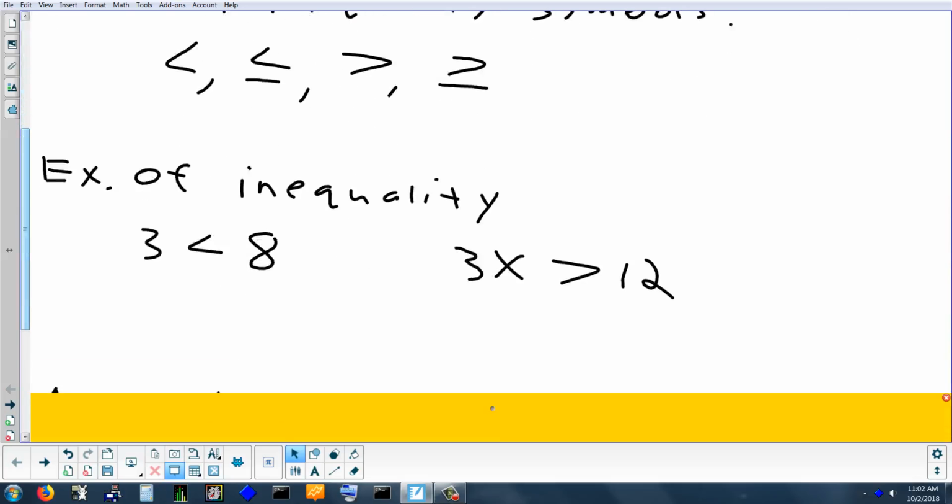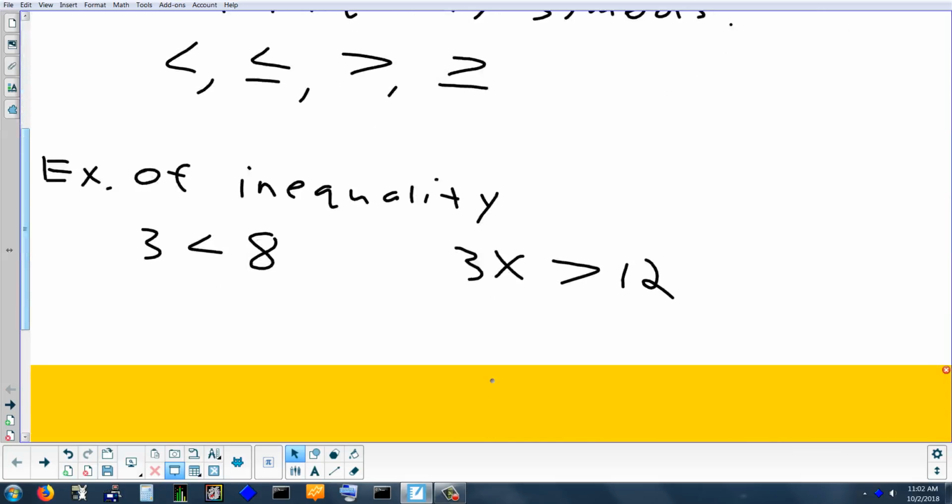Right, so these are a couple examples of inequalities. The one on the left, it's just a true statement. The one on the right is a conditional inequality, and it could be true, or it could be false. Depends on the number you pick for x.